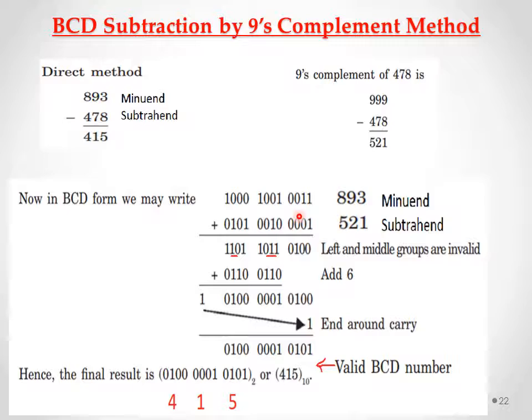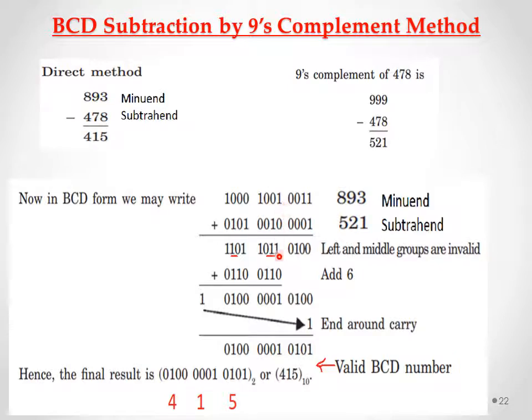Now we write these in BCD form, that is, each digit is represented by 4 bits. Now we add these two combinations. Starting from this point, 1 plus 1 is 0, 1 plus 1 is 0, 1 plus 1 is 0, then a carry is present, so 1 plus 1 is 0. Now the carry is added with this bit, so the answer is 1. Now 0 plus 0 is 0.